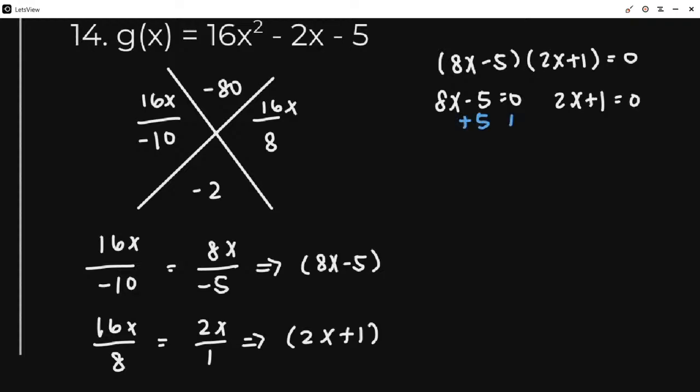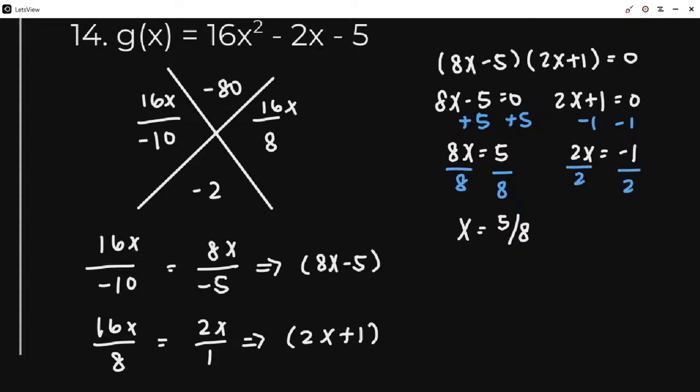So we're going to add 5, and we get 8x equals 5, divide by 8, so x equals 5 over 8. And for the other one, we're going to subtract 1. So 2x equals negative 1. Divide by 2. And we get x equals negative 1 half. So the zeros would be 5 over 8 and negative 1 half.